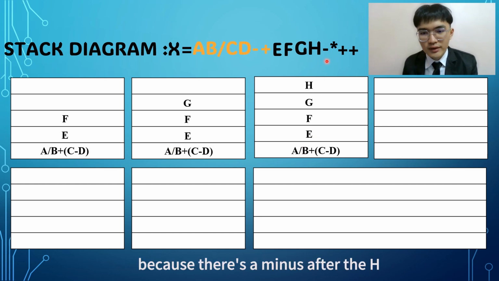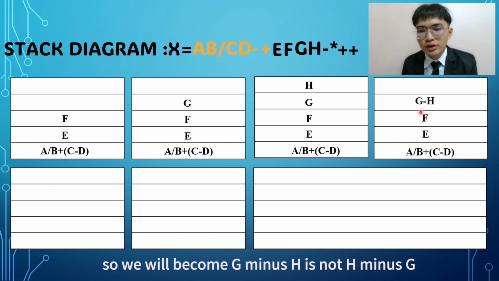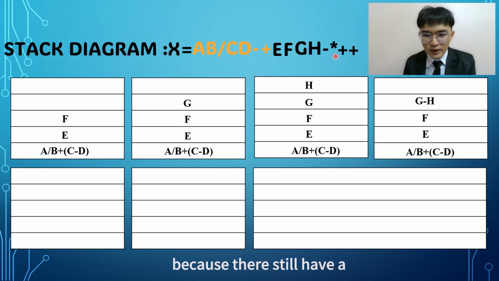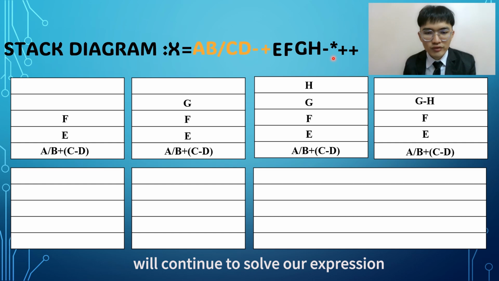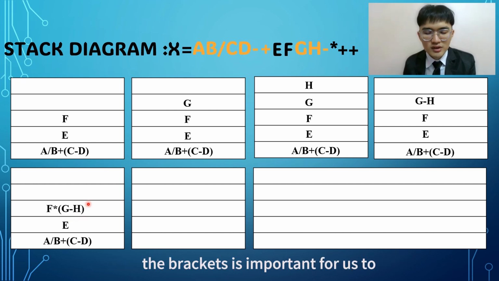Because there's a minus after the H, we write it this way. So it will become G minus H, not H minus G. Because there is another multiply there, we continue to solve our expression, and then we can write it this way. It will become F multiply bracket G minus H. Don't forget the bracket. The bracket is important for us to get the answer.